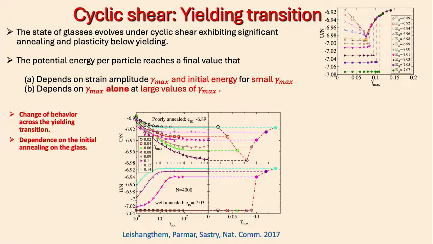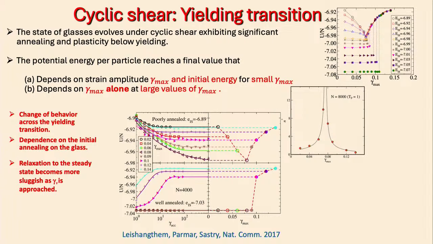Now, this is a larger set of results showing the same thing. As a function of the initial energy of the glass, I have a very different way of going through the yielding transition. For poorly annealed glasses, I have mechanically induced annealing before yielding happens and the energy begins to go up.